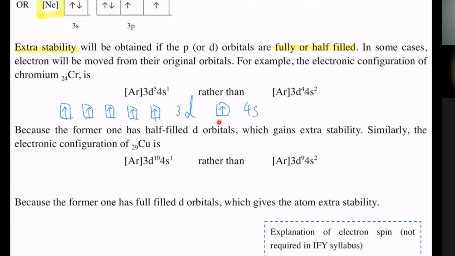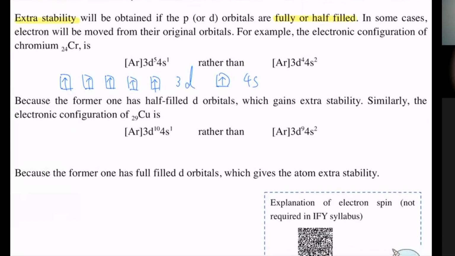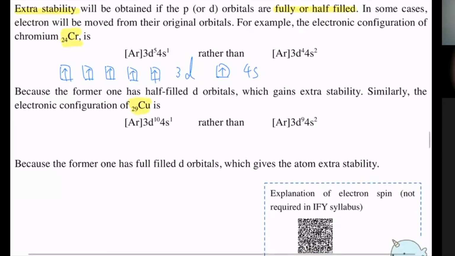So although the 4s orbital got lower energy level, we don't fill it in with 2 electrons. We move 1 to 3d to make it half filled and achieve the extra stability. So that's one of the special cases you need to remember. And another one is copper. So you can highlight these 2 elements. You will only be asked to write the electron configuration up to 36. So that's the 2 exceptions you need to remember.